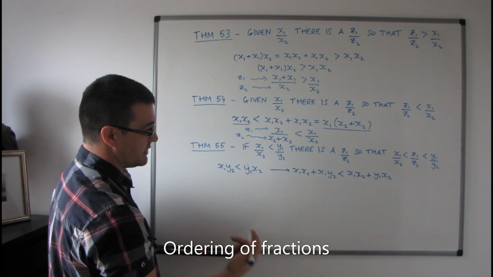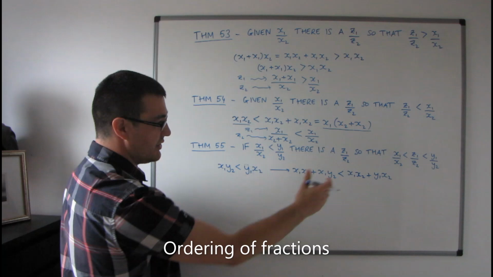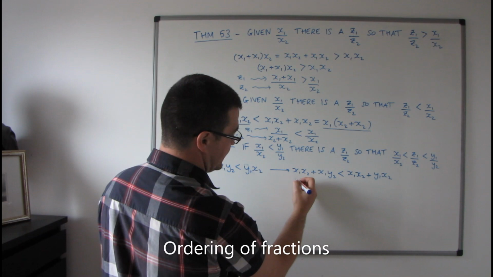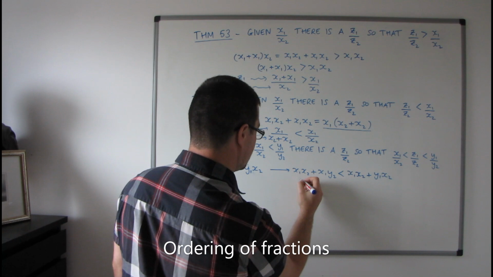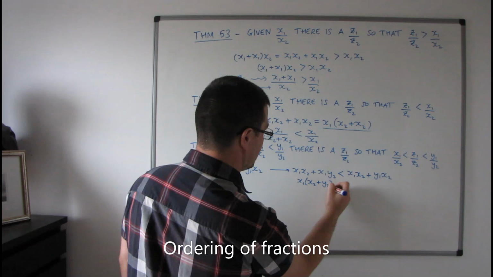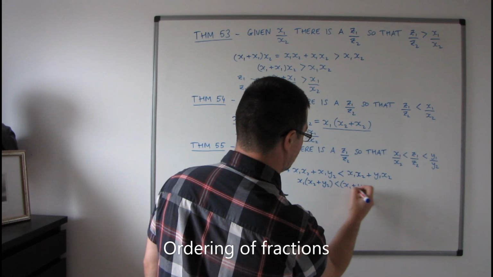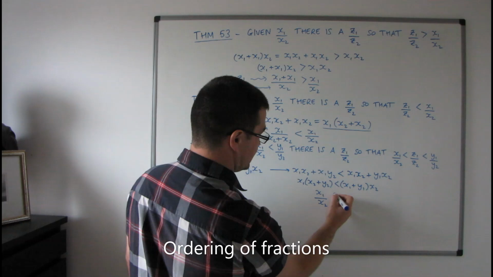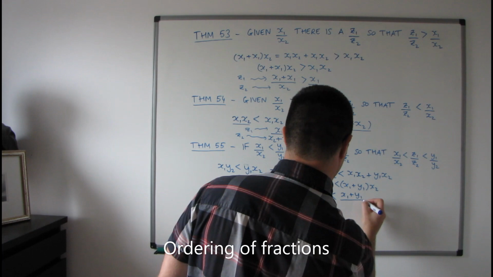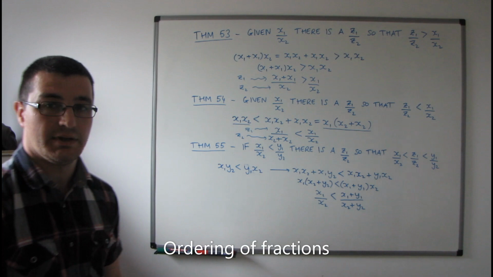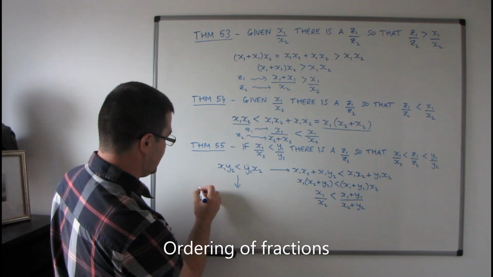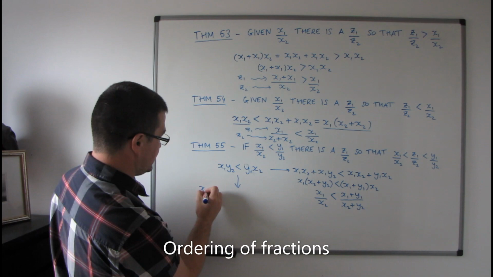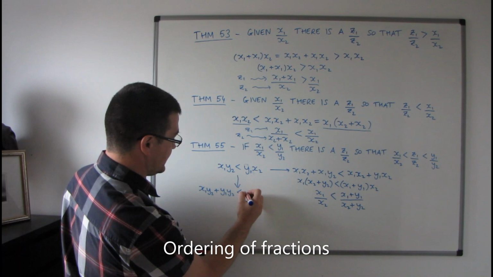Notice that I've done this specifically on the left, and I've added on the right as well. Then I can use the distributivity of natural numbers to conclude that x1 times x2 plus y2 is less than x1 plus y1 times x2. From this it follows that x1 over x2 is less than x1 plus y1 over x2 plus y2. Similarly, I can go in another direction, which is to say that adding y1 times y2 to both sides of this, I get that x1 y2 plus y1 y2 is less than y1 x2 plus y1 y2.